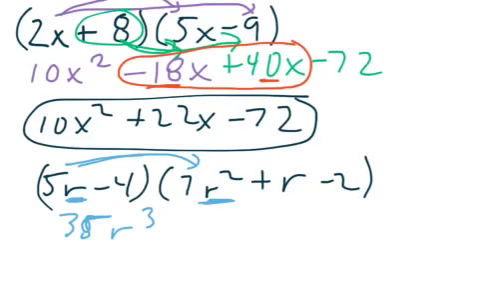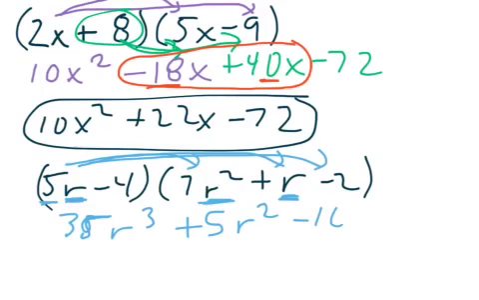What's next? How about 5r times that r over there? Isn't that a plus 5r squared? Because after all, r times r over there is r squared, right? And of course we can't forget the 5. And then finally 5r times minus 2, and that's minus 10r.